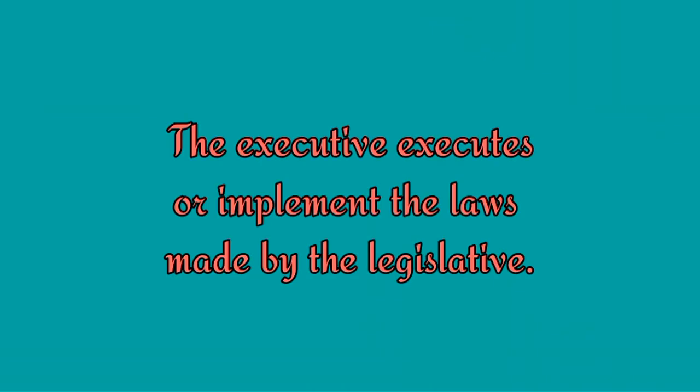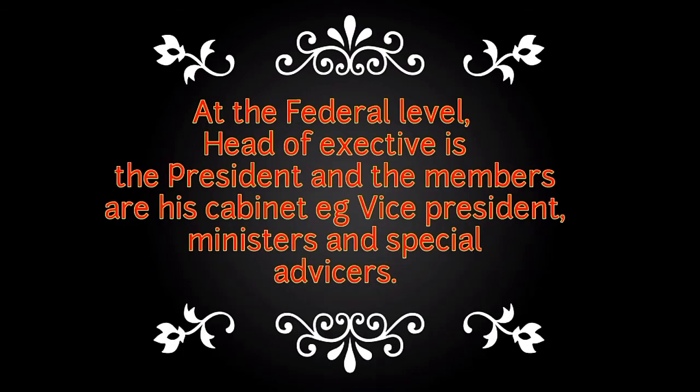Now let's move on to the next arm of government, which is called the executive. The executive. Now this is the arm of government which oversees the day-to-day running of the government. Now, the duty of the executive is to execute the law. The head of the executive is the president at the federal level, and other members of the president's cabinet, which include the vice president, the ministers, and other special advisors.